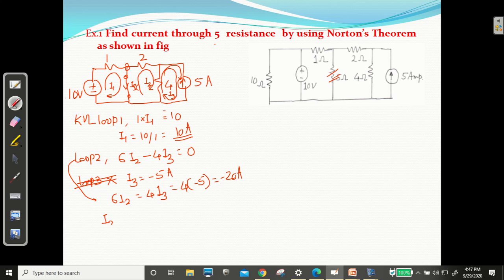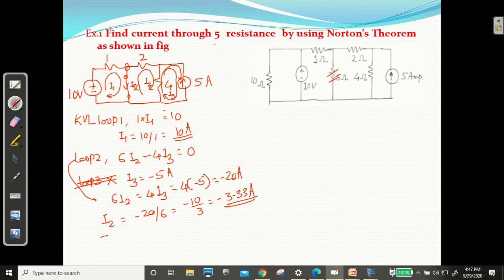So what is the value of I2? Minus 20 by 6, minus 10 by 3, equal to minus 3.33 ampere. I got it. I2, I got minus 3.33.